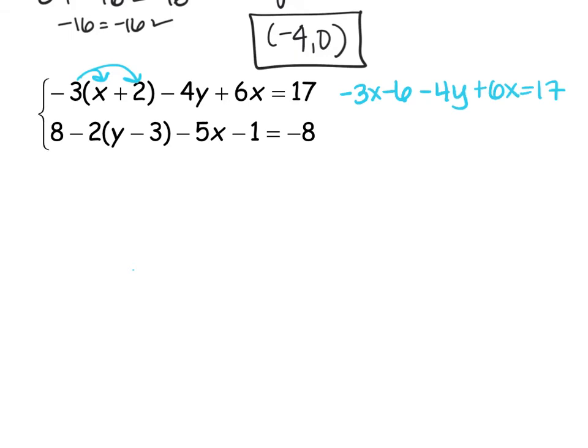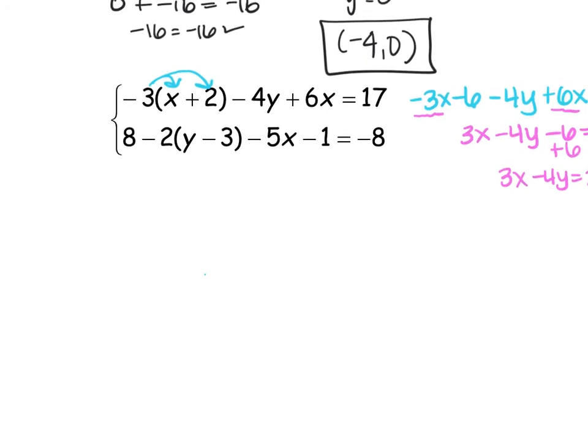And at this point, I'm just going to combine some like terms. So negative 3x and positive 6x is 3x minus 4y, and then minus 6 is equal to 17. I'll just add the 6 to both sides so that I have the x's and y's on one side of the equation and the number on the other.